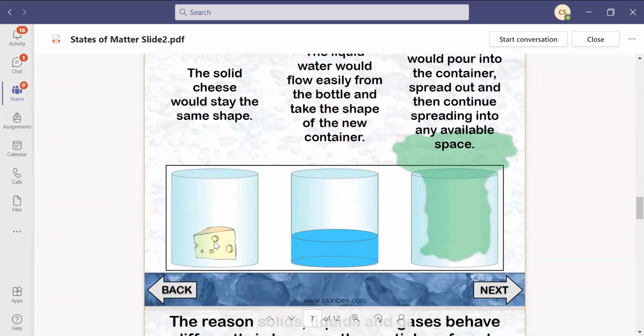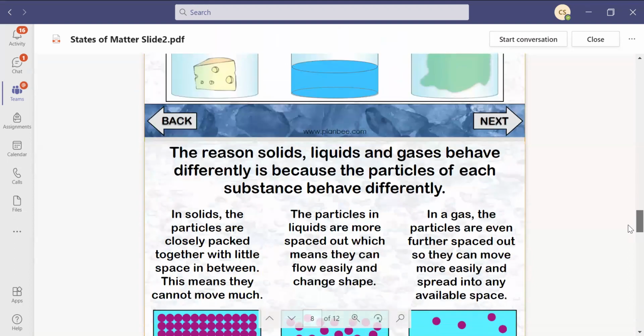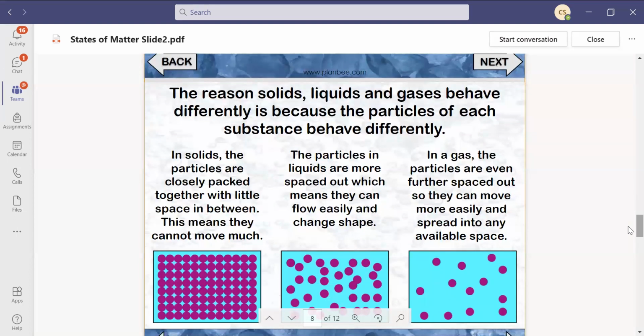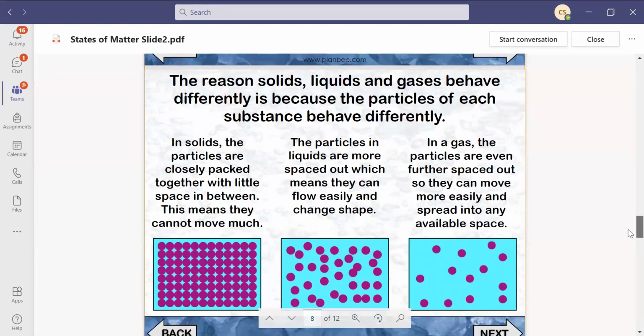Well, the cheese would stay the same. The water would flow easily from the bottle and take the shape of the new container. So a liquid takes the shape of the new container. But the gas would spread out and take any available space, and even if there was no lid, it would go up and take all of this space, and go wherever it can. That's because the particles, which I mentioned last week, are behaving differently.